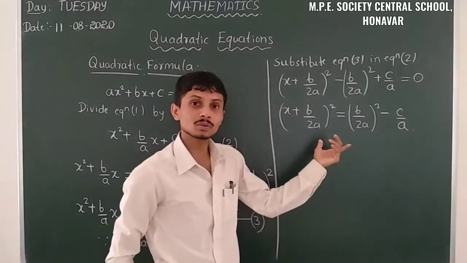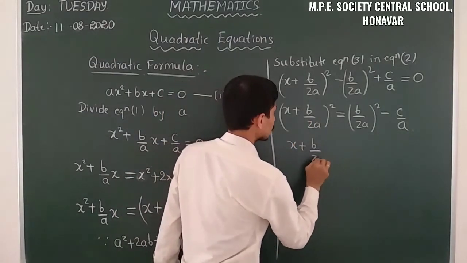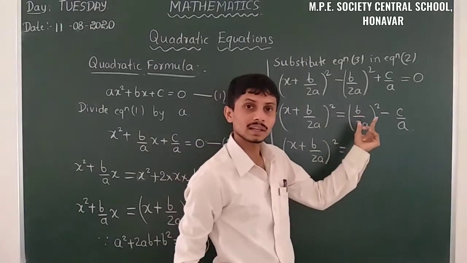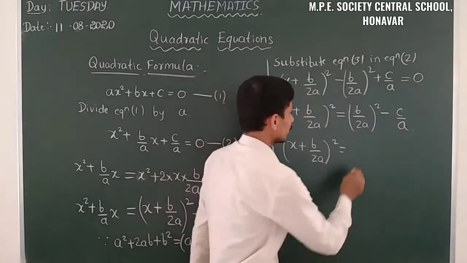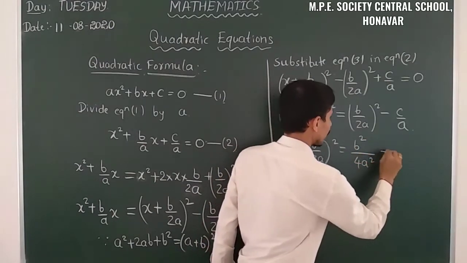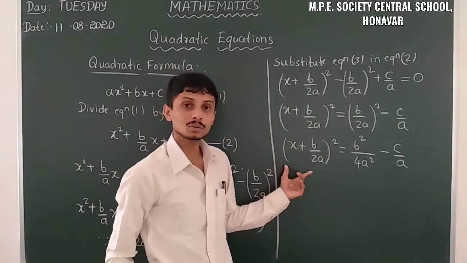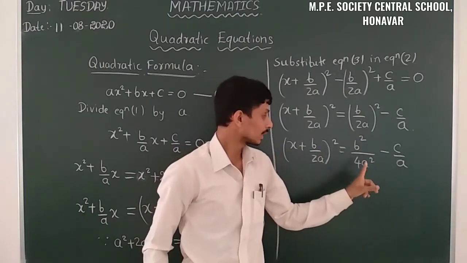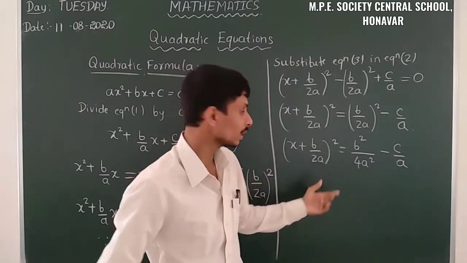Then we have to simplify further. x plus b by 2a whole square is equal to, I will take the square to the numerator and the denominator, so here it becomes b square and here it becomes 4a square, minus c by a. Then we have to take the LCM of the denominator. What is the LCM of the denominator here? The LCM of the denominator is 4a square.